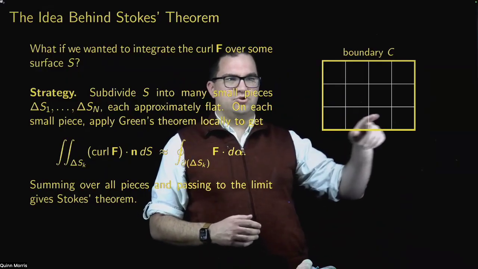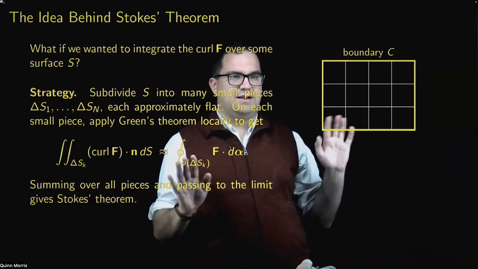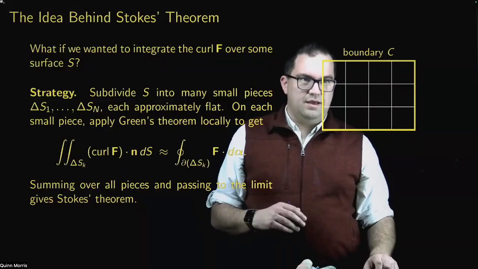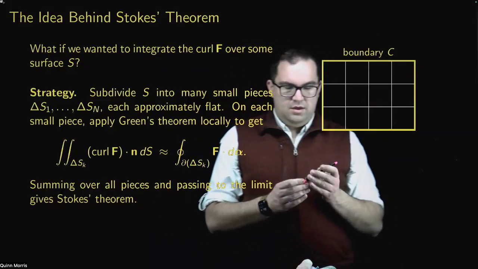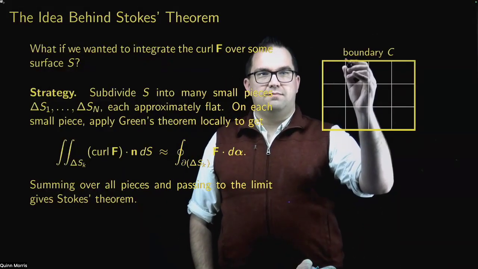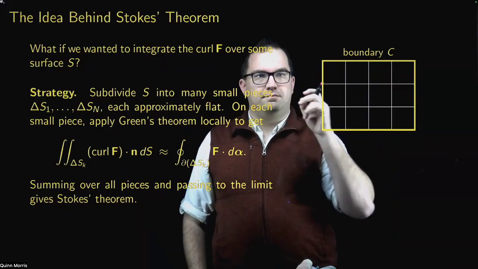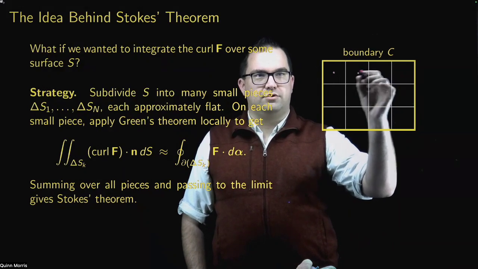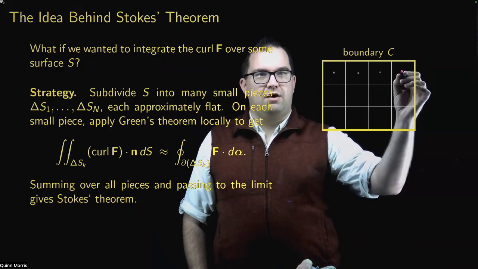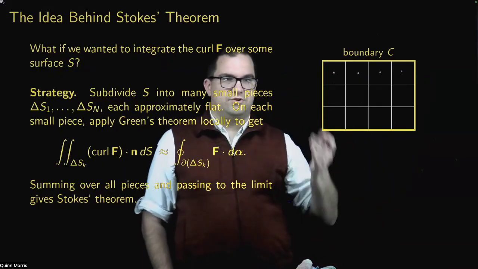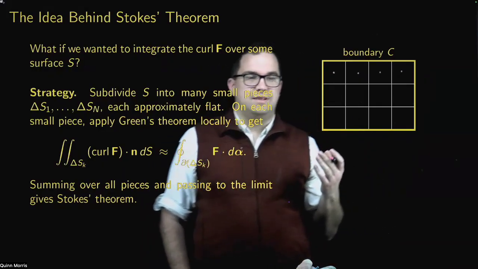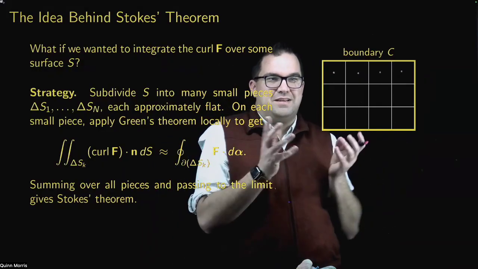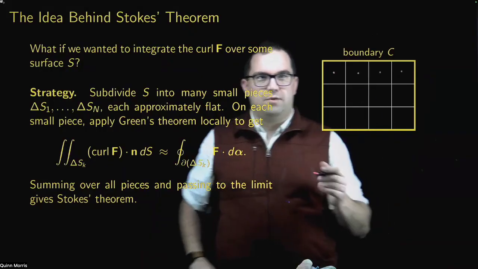Okay, so let me start. Let me imagine my surface S here is just this flat rectangle. And if I came over here, I could think about measuring the curl at the center point of each of these squares. Now, I've drawn this with 12 squares. You want to imagine that there are many, many squares and they're all infinitesimally small, but let's just draw a picture with 12 squares.